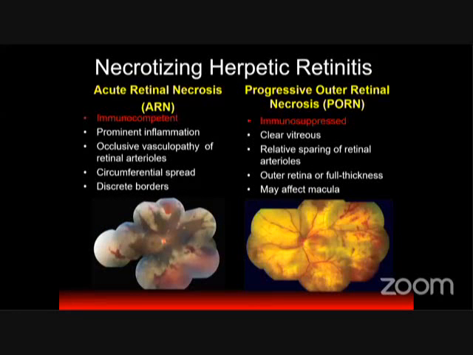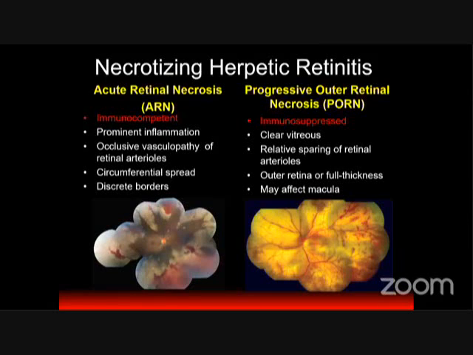I'm going to point out just the herpetic type because it's really visually debilitating. Now, the ARN and the PORN do occur. We see them with cytomegalovirus. I'm just going to let the pictures speak for themselves. These are occlusive vasculopathies, both of them.